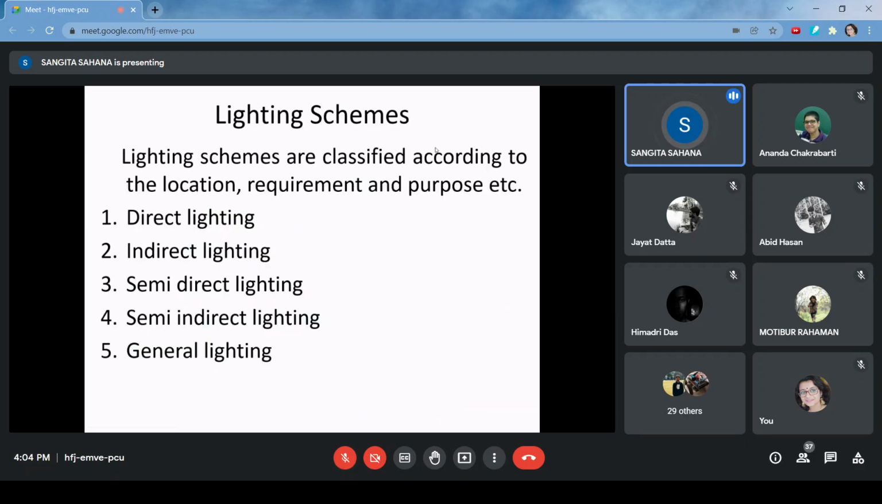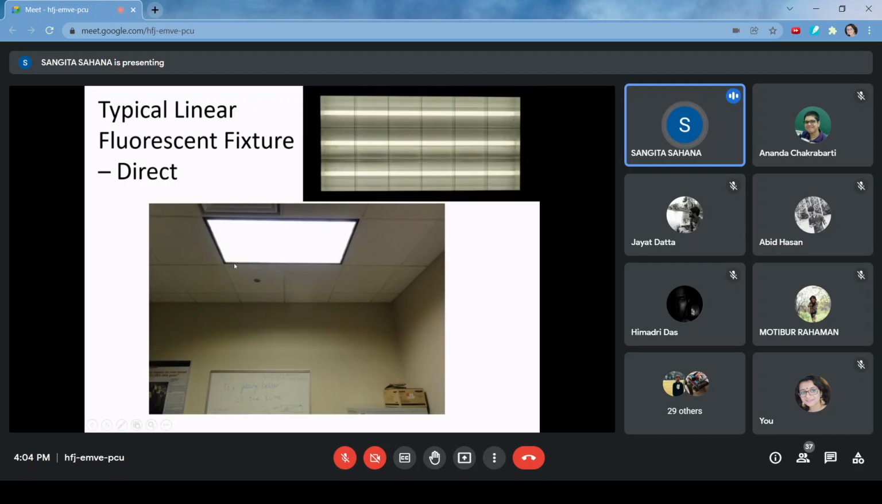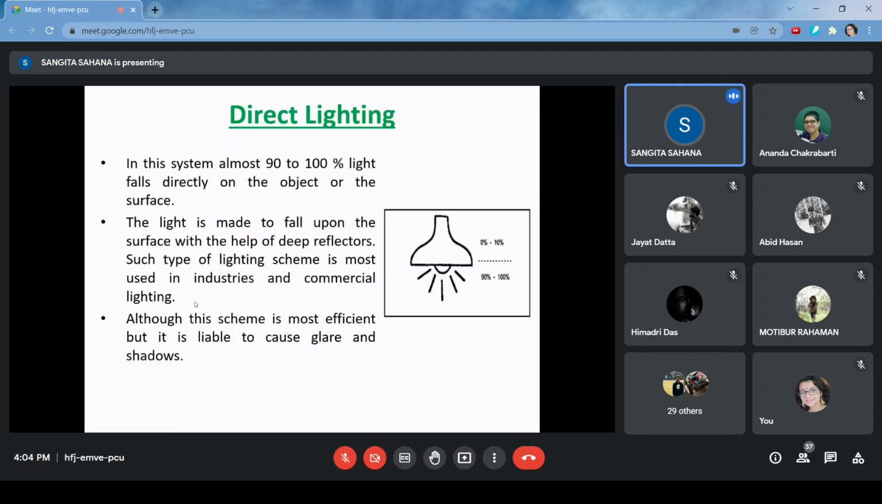So depending upon this light distribution, there are different kinds of lighting schemes like direct lighting, indirect, semi-direct, semi-indirect, general, etc. So what is direct lighting? If the light is directly coming towards the workspace or towards the down hemisphere, that is called direct lighting. So almost 90 to 100% light directly falls on the object. 90 to 100% is in the downward. So you can say that DLOR is 90% and ULOR is 0 to 10%.